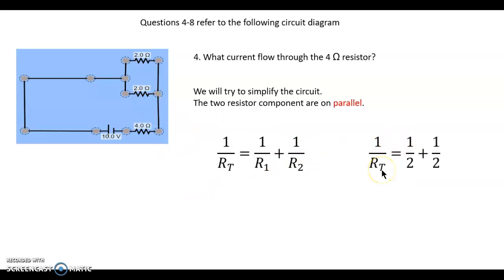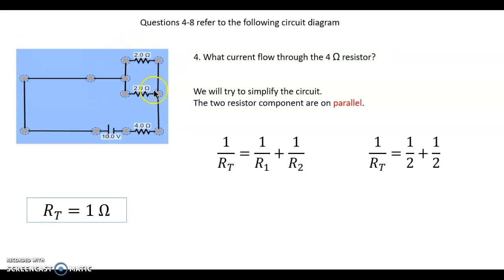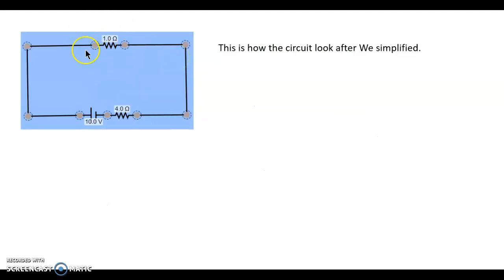1 over total resistance equals 1 over 2 plus 1 over 2. We take the inverse of each resistor, 1 over 2 plus 1 over 2. It's 2 over 2, which is equal to 1. If you invert it, you will get total resistance equal to 1 ohm. So the total resistance here is 1 ohm. Now I have simplified it from 2 elements to 1 element only, 1 ohm. This is how the circuit looks after we simplify it.